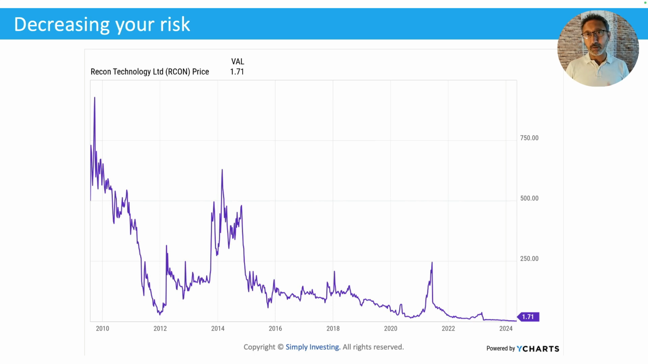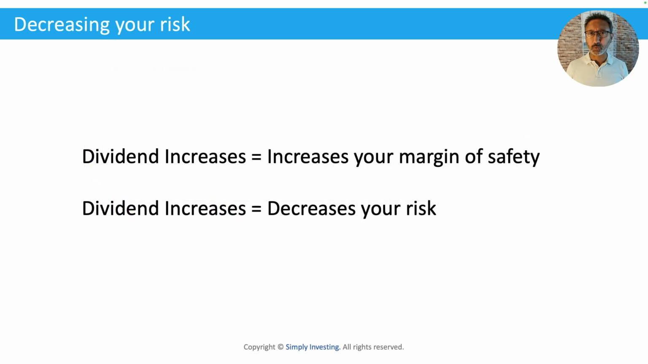So in my opinion, and as a dividend investor, I'm going to say that you are taking a much higher risk when you're investing in companies that don't pay a dividend at all. So, quick reminder and a quick summary as we close off this topic. Dividend increases are going to help to increase your margin of safety, which is going to decrease your risk. So, dividends are absolutely key, especially for dividend investors like us.